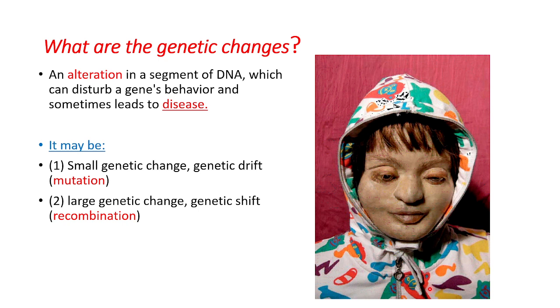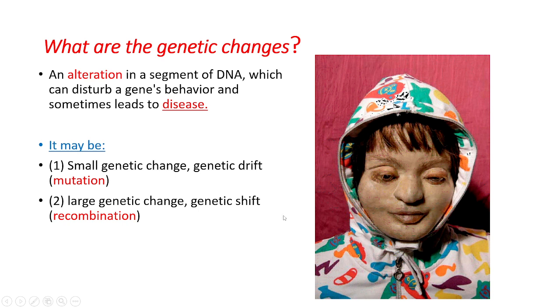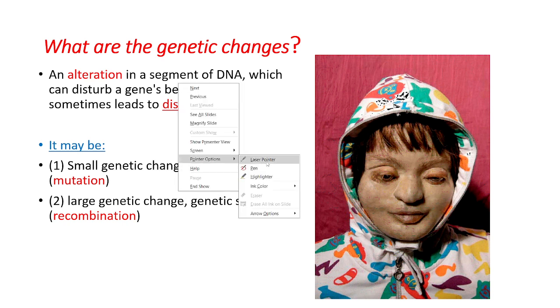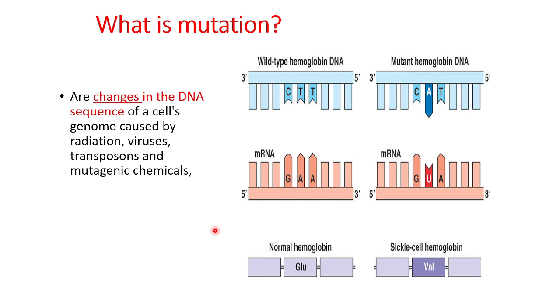Now, what happens when these genes get mutated or there is an alteration? This leads to genetic changes. Therefore, an alteration in a segment of DNA basically disturbs the gene's behavior and leads to disease. It may be a small genetic change, the genetic drift or mutation, or a large genetic change, that's the genetic shift, or we call it recombination. It is very important: small genetic changes lead to genetic drifts because of mutations, and recombination leads to a shift in the generation, or the genetic shift.